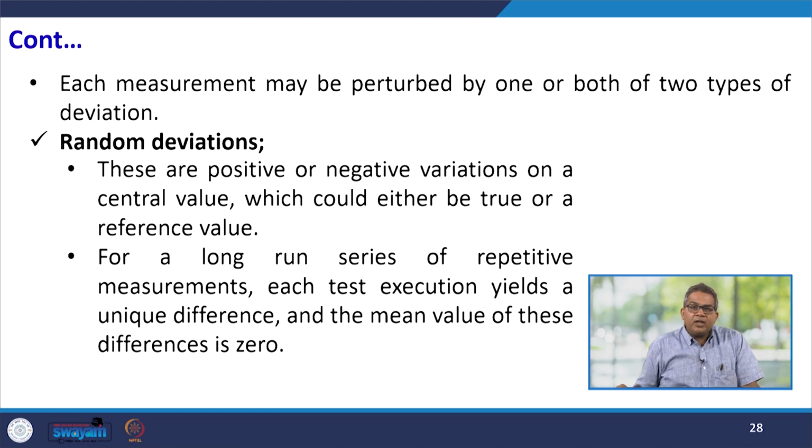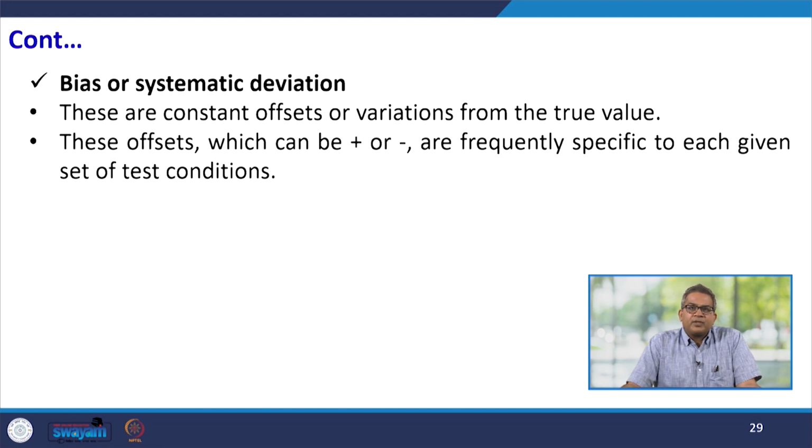One is the random deviation. Now, these are the positive or negative variation on a central value which could either be true or a reference value. For a long run series of repetitive measurements, each test execution yields a unique difference, and the mean value of these differences is 0.